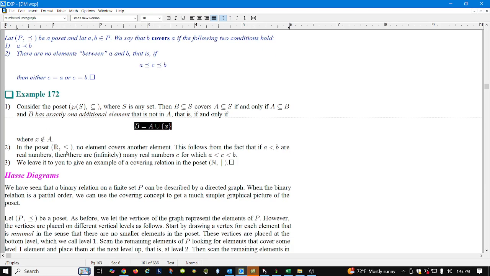In the poset of real numbers under the usual order, no element covers another element. And that's because given A less than B, there are real numbers in between. In fact, infinitely many real numbers in between A and B. So there's no covering whatsoever in the real numbers, nor is there in the rational numbers. In the integers, yes. Rational numbers, no. Real numbers, no.